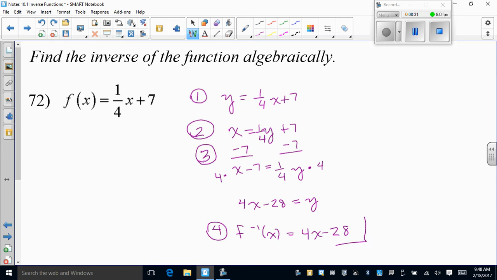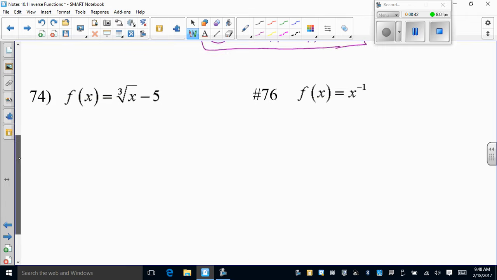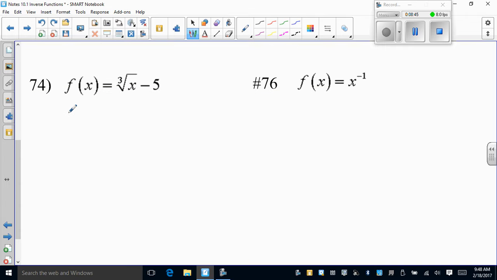Okay, let's try another one. Or maybe another 2. Okay, so this one here, step 1, y equals the cube root of x minus 5. Replace your x and y. So x equals the cube root of y minus 5. Add 5 on both sides. We get x plus 5 equals the cube root of y.